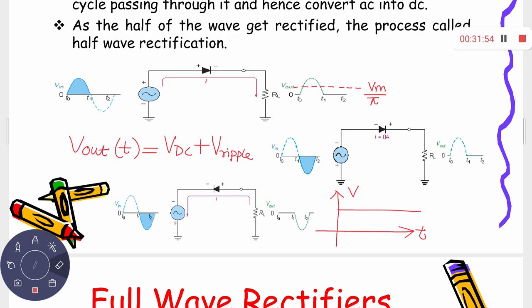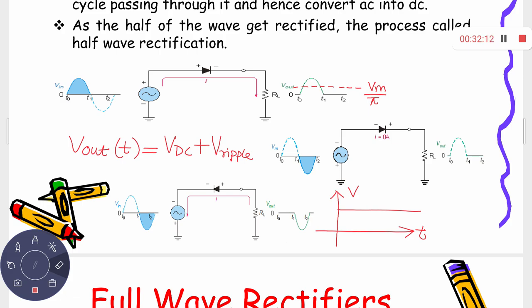Sir, immediately after rectification, should there purely be ripple? There should be DC after rectification, before using any filter. Now, after rectification, you have only one half cycle.